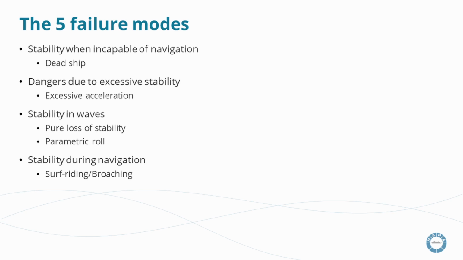The third category being stability in waves. Here we have pure loss of stability, which is when a ship on a wave suddenly just loses stability and may capsize. And parametric roll, when a wave encounter with a particular frequency results in a large roll motion. The fourth category is stability during navigation. Here we have the surf-riding and broaching failure mode, when the ship suddenly may end up sideways against the waves after being captured by the wave.